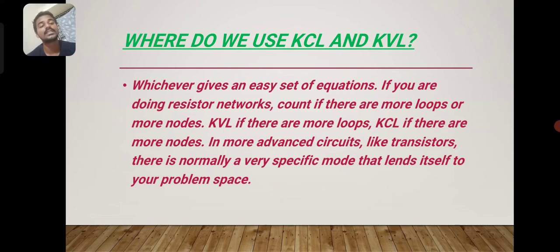Where do we use KCL and KVL? KCL means Kirchhoff's current law and KVL means Kirchhoff's voltage law, which give an easy set of equations. If you are doing a resistor network, count whether there are more loops or more nodes: KVL if there are more loops, KCL if there are more nodes. When the circuit has more loops, we use KVL, Kirchhoff's voltage law. If the circuit has more nodes, we use KCL, Kirchhoff's current law.